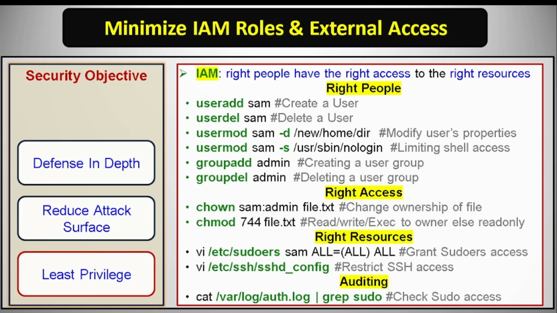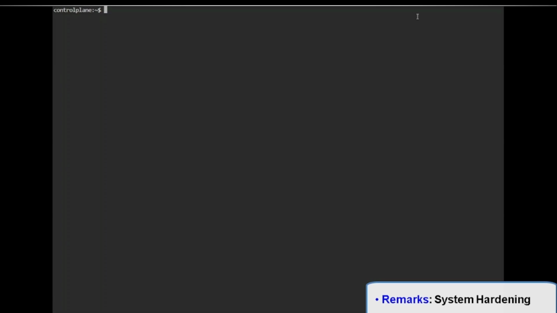Now coming towards the live demo. In the live demo, we will run the previously mentioned commands to minimize IAM roles and external access. First, defining the right people by configuring the group. We will create a group admin, then create a user SAM and assign the group admin to it. Now, after assigning, we configure the password for the user.